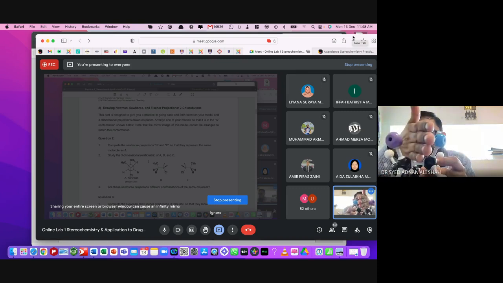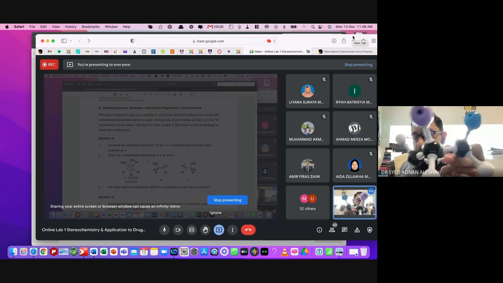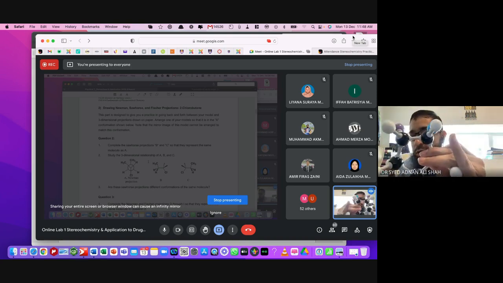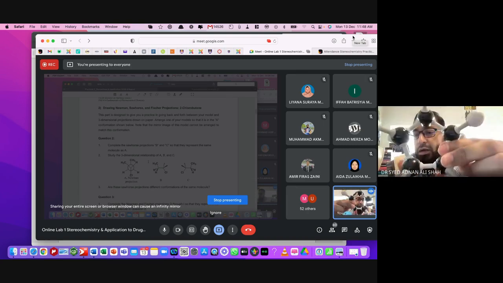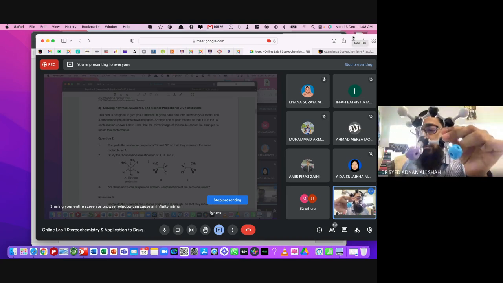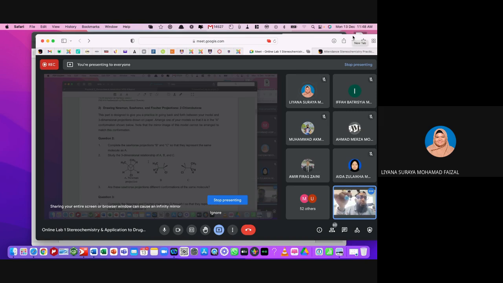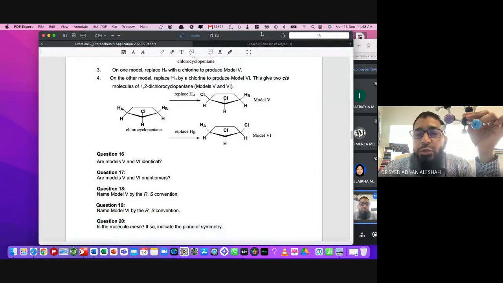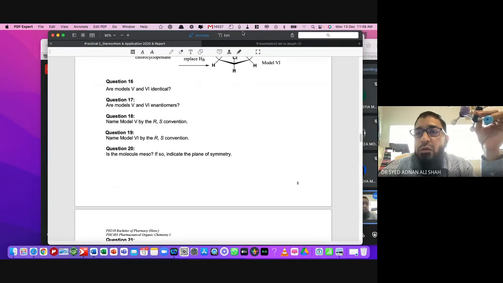If you put the mirror here, the molecule is the same: the upper chloride, hydrogen, CH2, and then hydrogen and hydrogen. They have the plane of symmetry. This molecule has the plane of symmetry like this, because both have the chloride group on the same side. Understand? Right, so this is how you assign which molecule has a plane of symmetry. If the molecule has a plane of symmetry, they are meso compounds, right?